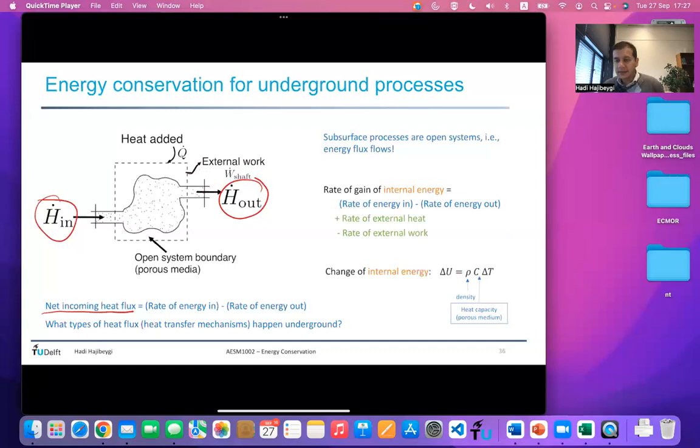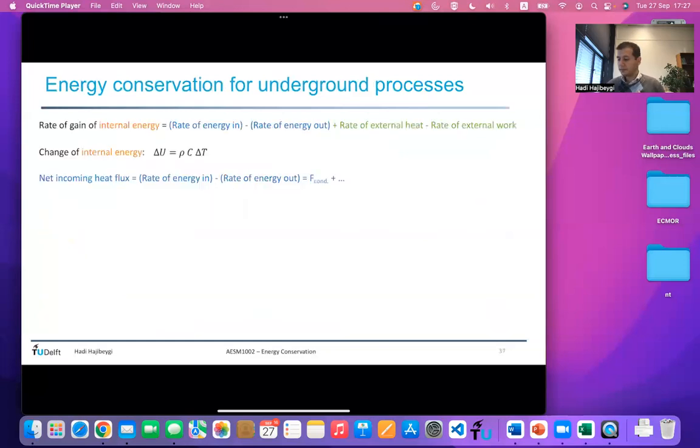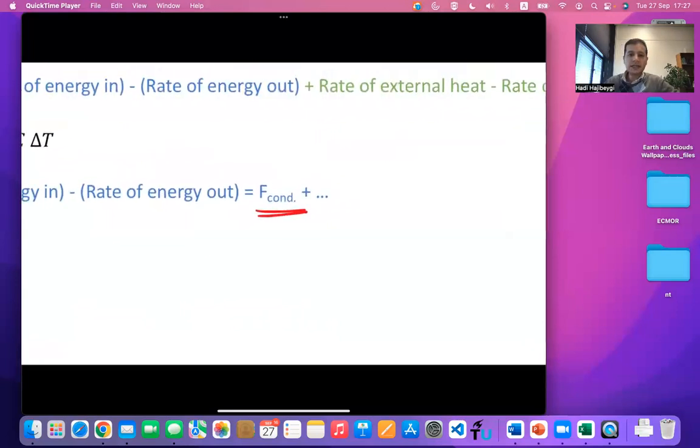what are the mechanisms that heat exchange takes place in the subsurface? What are the mechanisms for heat transfer in the subsurface that I should consider? The first of this type of heat flux is through conduction. Conduction is a heat exchange process that does not need any movement, any velocity at macroscopic level.